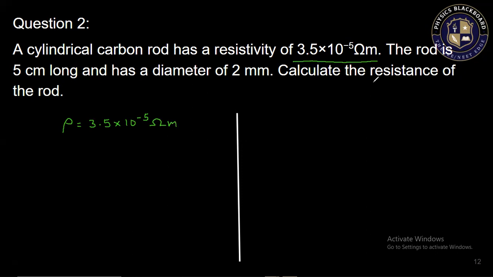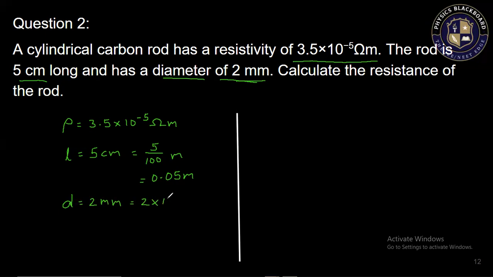The rod is 5 centimeters long. What is the length of the rod? 5 centimeters. So I want to convert this into meters. So we can say 5 by 100 meters, that is 0.05 meters, and it has a diameter of 2 millimeter. Here the given diameter is 2 millimeter. What is milli? 10 power minus 3 meters.